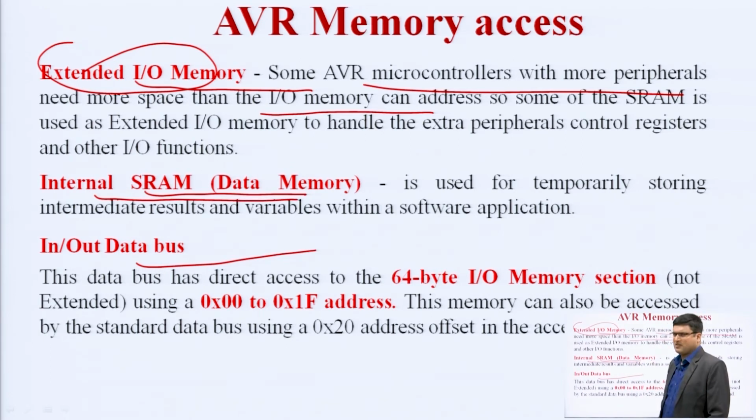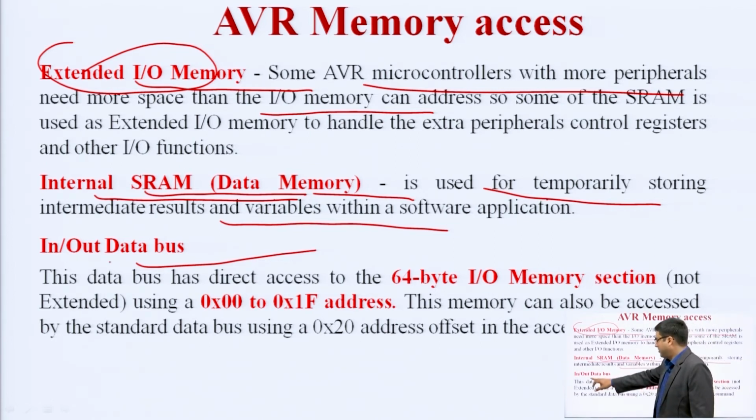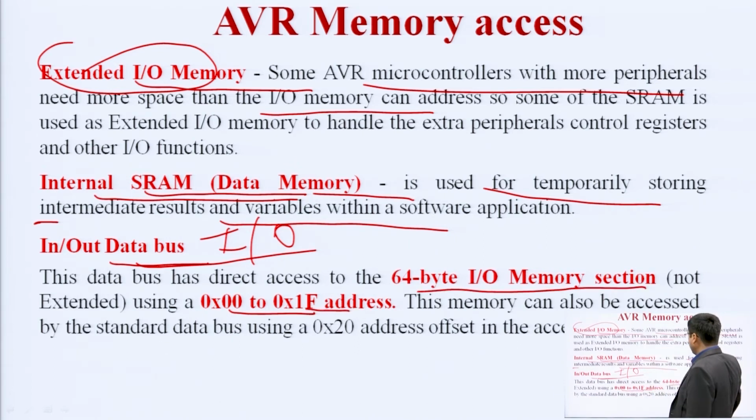We have seen in our previous slide the function of the SRAM data memory. It is used for temporary storing of intermediate results. We are getting data from the ALU, and on a temporary basis the data is stored in the SRAM memory. The input output data bus works either as an input or as an output. It has a range from 0000 to 001F, so it has a 64 byte input output memory section.